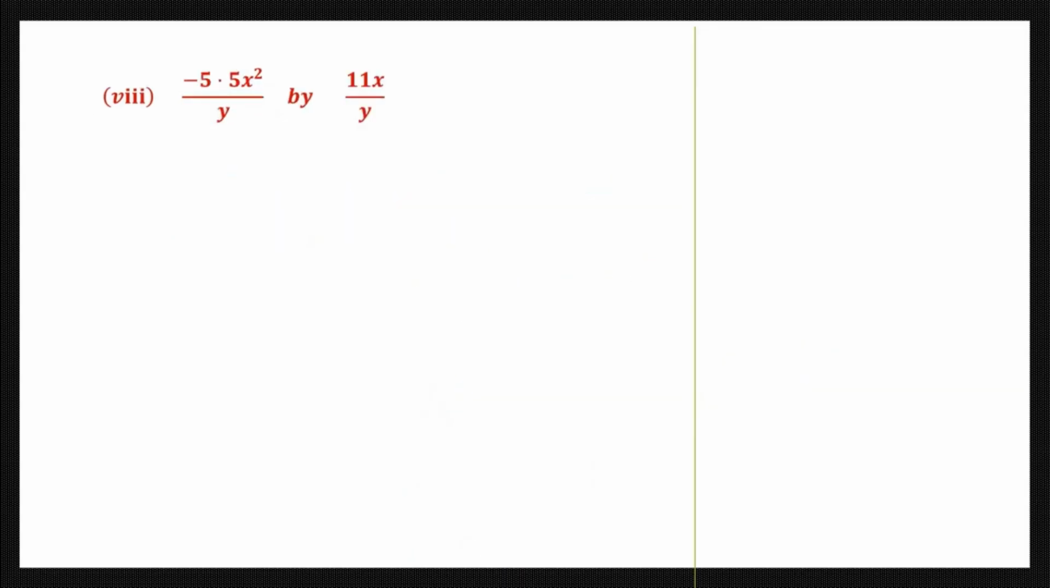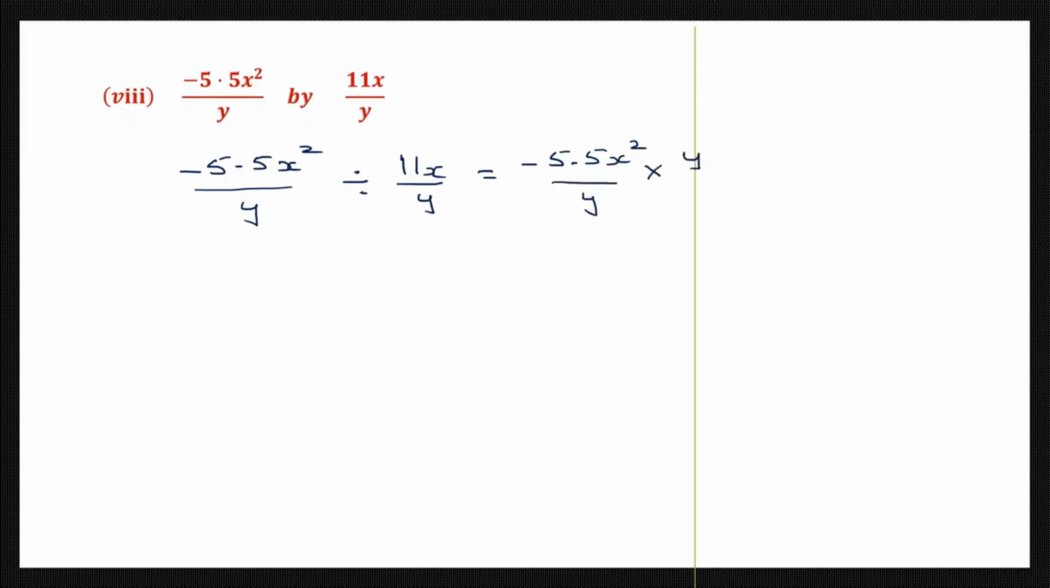Question 8. So let's start working this out carefully. So this is minus 5.5x squared by y divided by 11x by y. So it's in fraction form. So let's change that. Minus 5.5x squared by y. Division changes to multiplication, and we write the reciprocal, y by 11x.